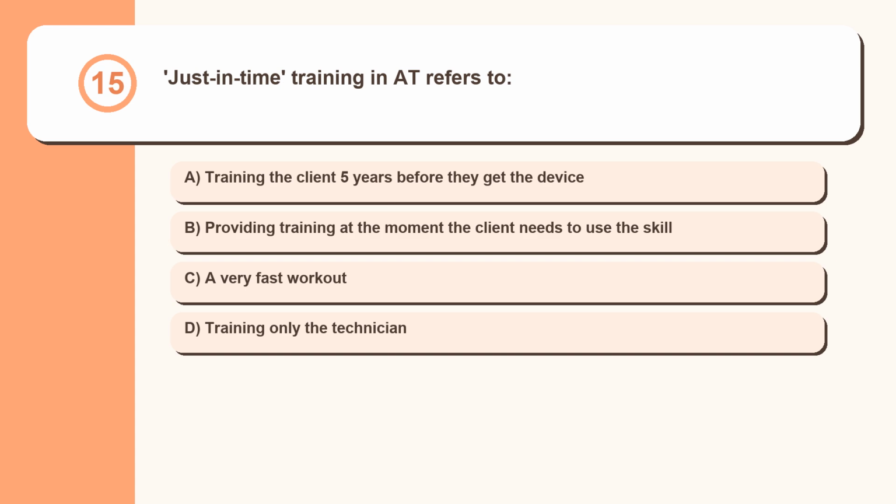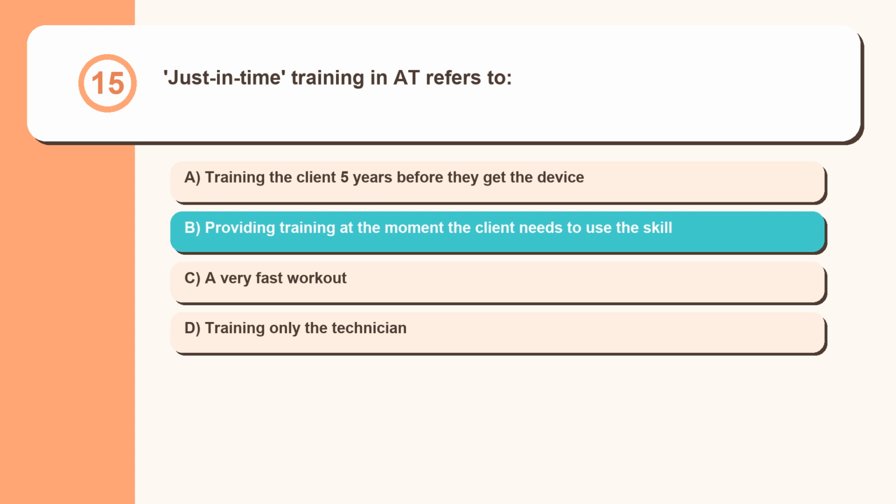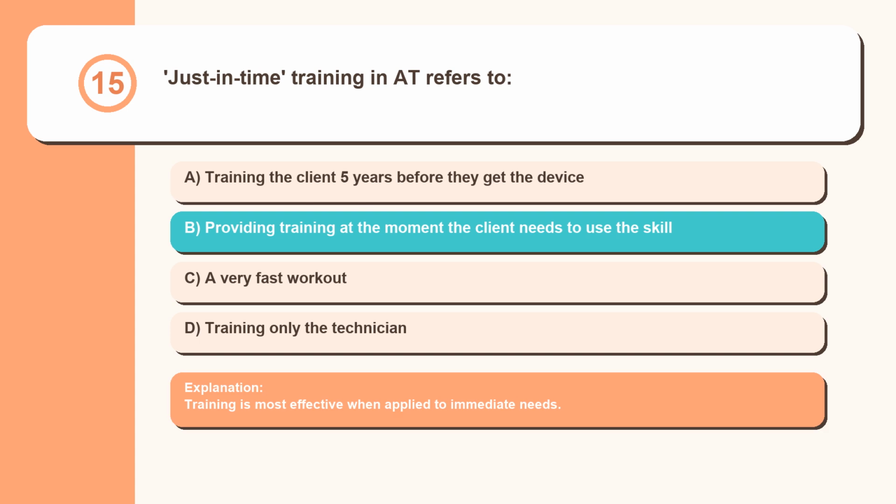Question 15. Just-in-time training in AT refers to training the client 5 years before they get the device, providing training at the moment the client needs to use the skill, a very fast workout, training only the technician. Training is most effective when applied to immediate needs.